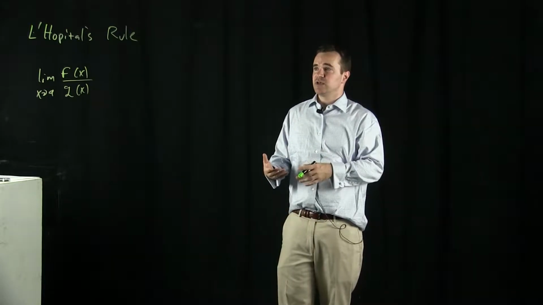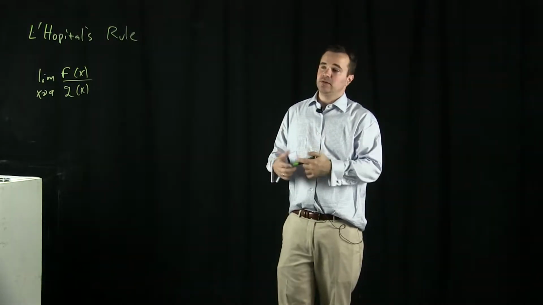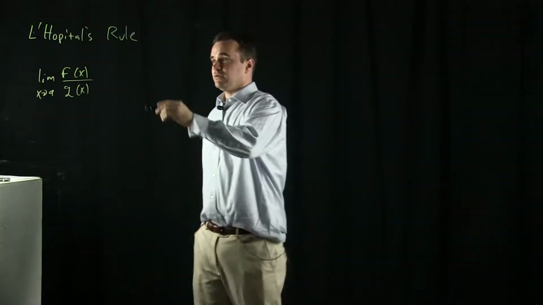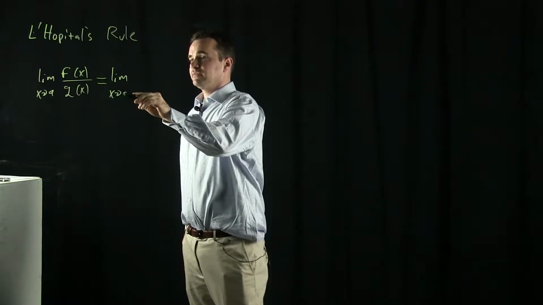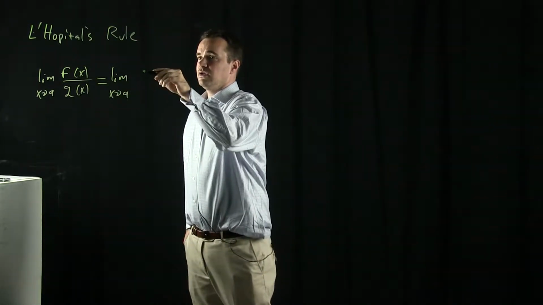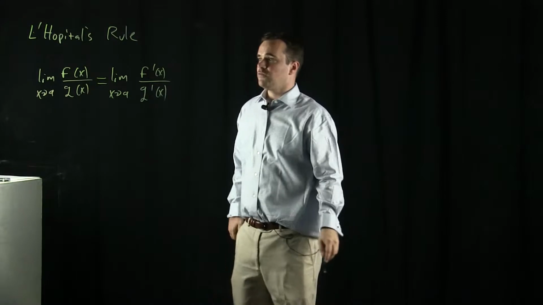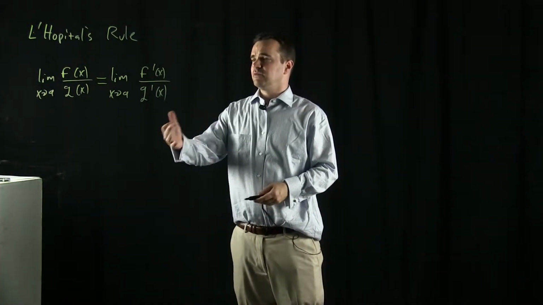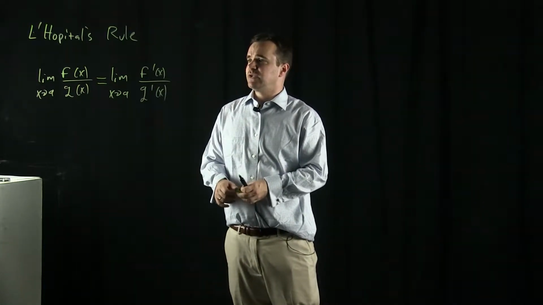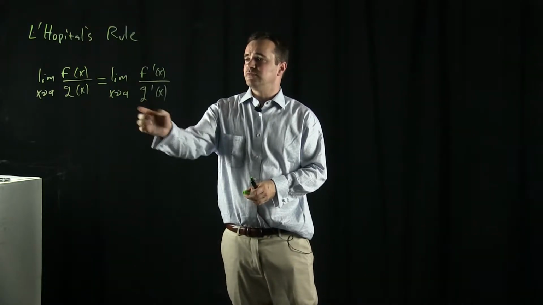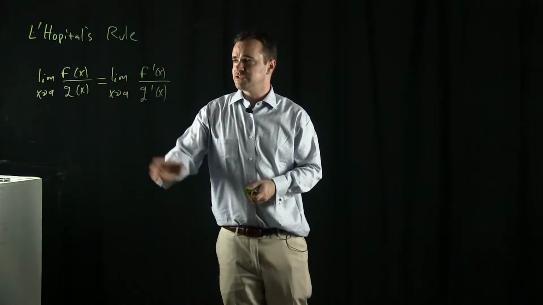And when that's the case, there's a nice trick that you can do to possibly help you figure out what that limit actually is. And I'll just state the rule right here and then explain it a little bit. This limit is going to be equal to the limit as x goes to a of f prime over g prime, provided that the derivatives, of course, exist. Just to be safe, I'm going to ask that the derivatives are continuous, and I'm also going to ask that g prime of a is not equal to 0. But under those conditions, this equation will be true.